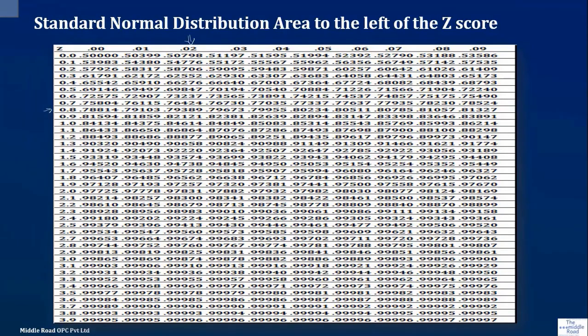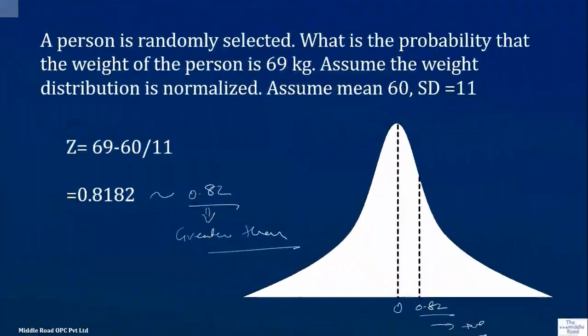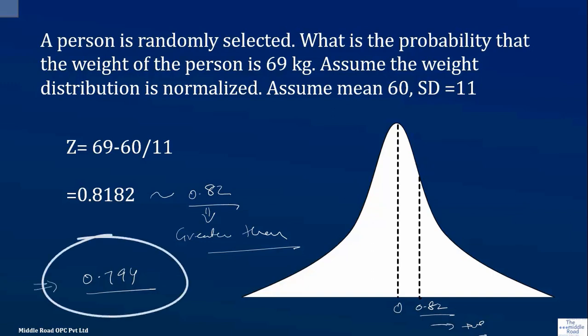938. So I'll round it off to 3 digits and we get 0.794. And I've got 0.794, which is nothing but 79.4%. So this is the probability that the weight of the person is, you can say, 79.